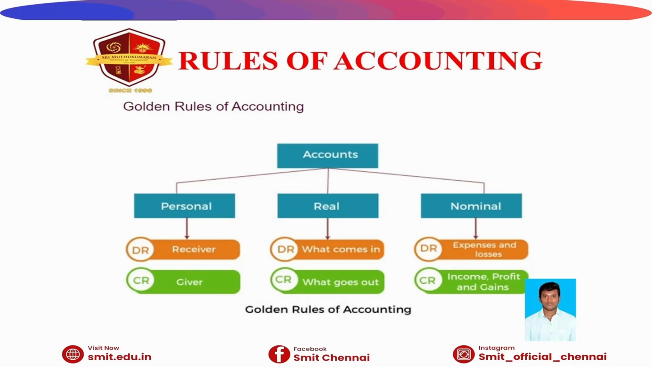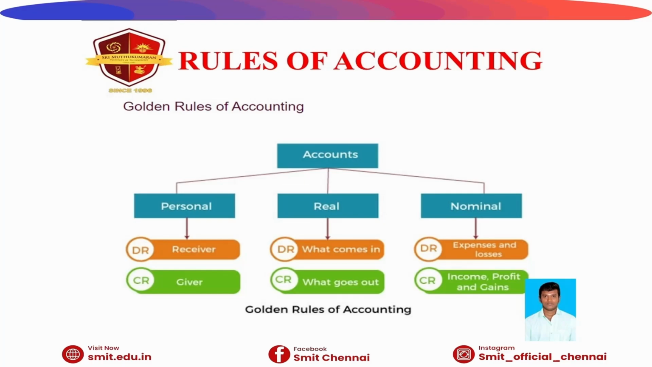Personal means debit the receiver, credit the giver. Real means what comes in debit, what goes out credit. Now, in case of nominal, expenses and losses will come under debit, and income and gain, which means profit, will come under the credit. This is the golden rule. Depending upon these golden rules only we put the journal.